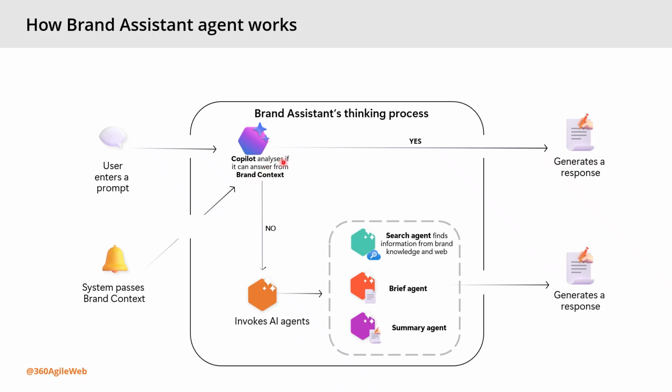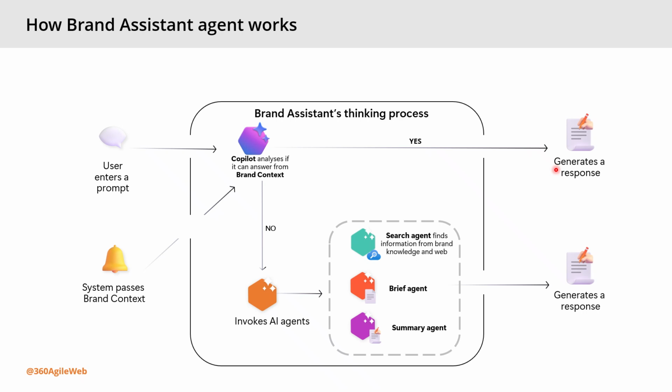Step number 3, Copilot analyzes if it can answer from the brand context. The thinking process begins here. The brand assistant evaluates whether the information passed from the brand context alone is enough to answer the prompt which the user specified in the first step. Based on this analysis, the process continues in one of the following two ways. It can either generate a direct response, as shown here.